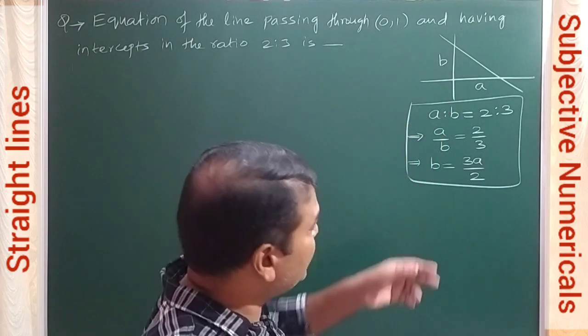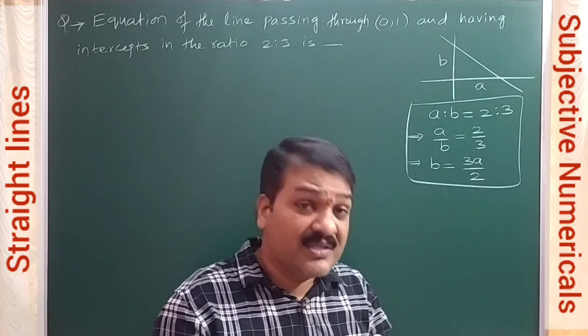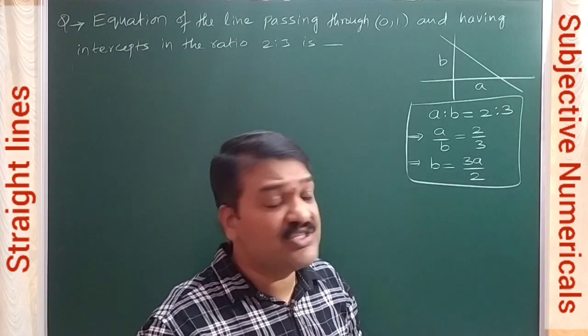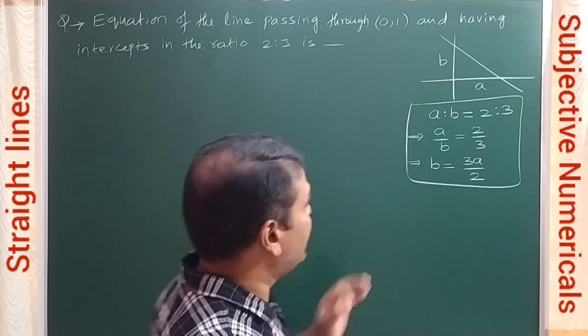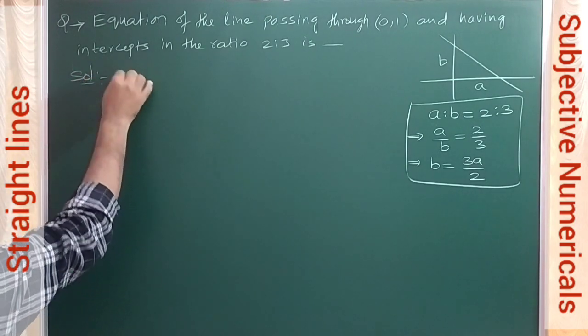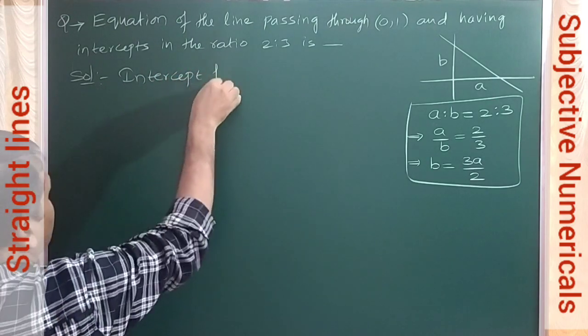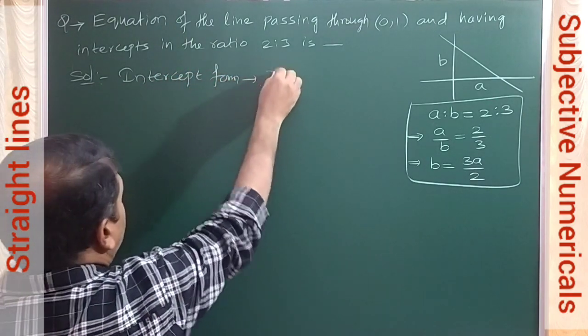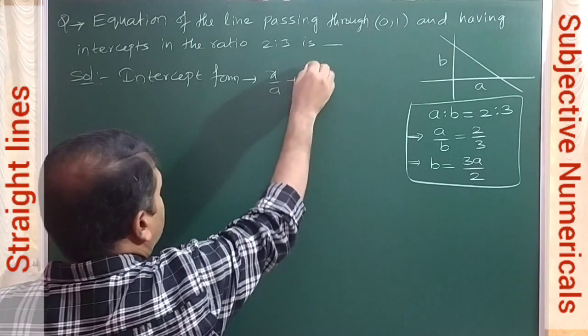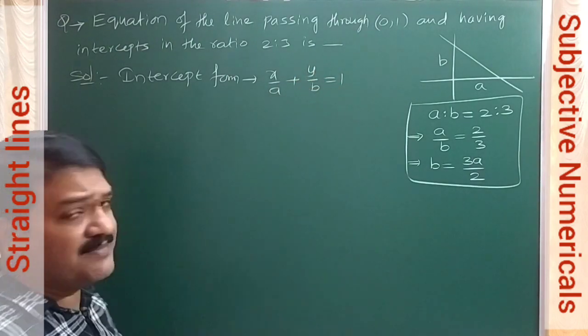Next, when x-intercept and y-intercept are known, then what is the intercept form of the equation of the line? It is actually x by A plus y by B is equal to 1. This is the intercept form.